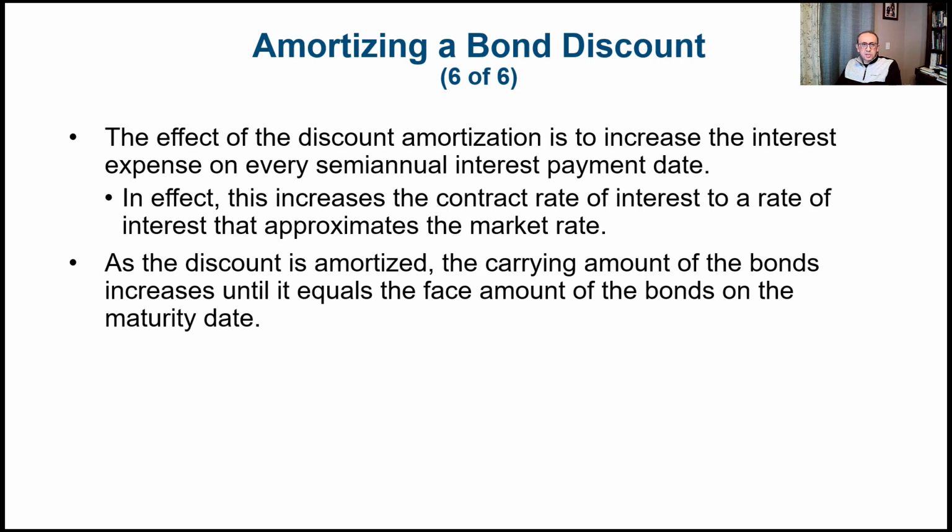So the effect of the discount amortization is to increase the interest expense on every semi-annual interest payment. In effect, this increases the contract rate of interest to a rate of interest that approximates the market. As the discount is amortized, the carrying amount of the bonds increases until it equals the face amount of the bonds at the maturity date. And then, at the maturity date, we just pay the full amount, which is $100,000.